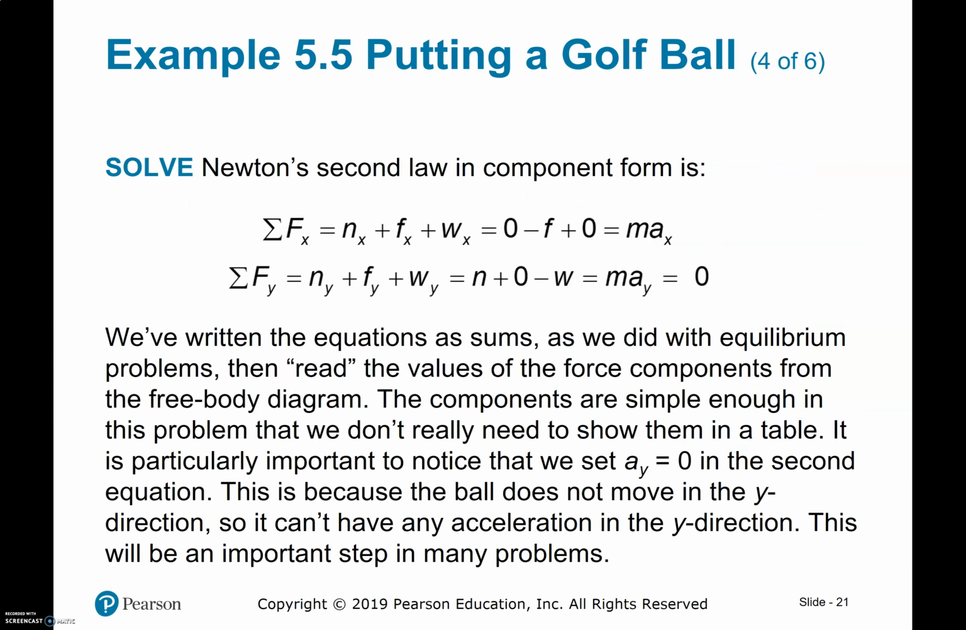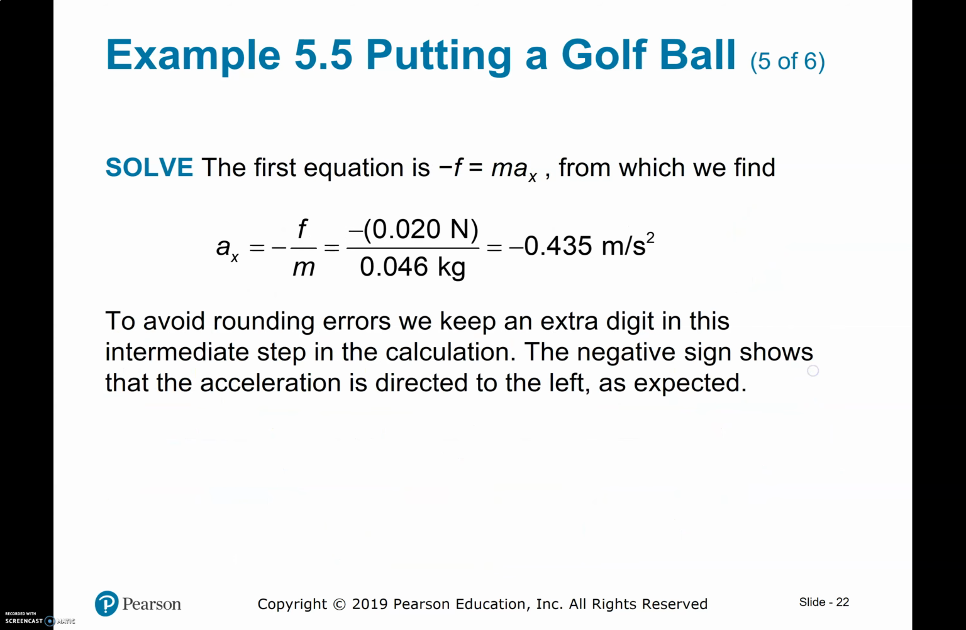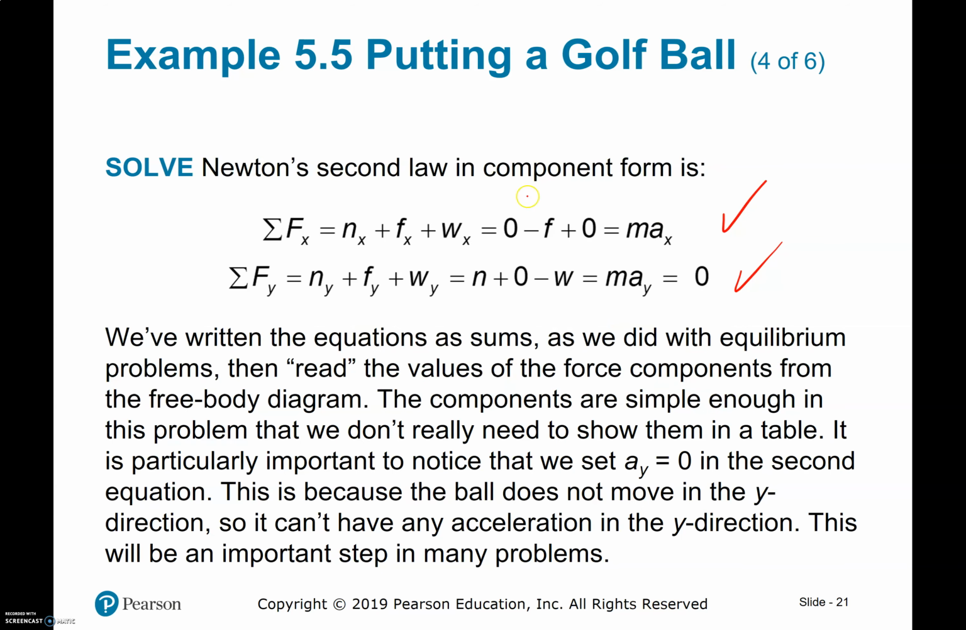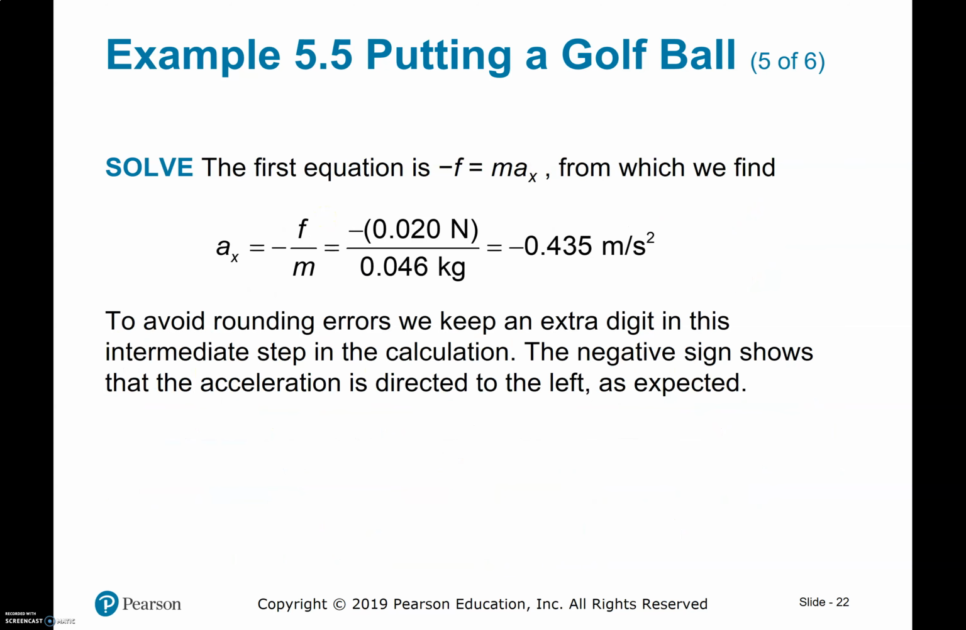Now we can write Newton's second law. We write two equations, one for the x and one for the y. We simplify these two equations, and we realize that we only need to solve for the x component. So we find the acceleration in x, which is minus 0.43 meters per second squared. It's a negative acceleration because the ball is slowing down. This is what is left from the x equation.